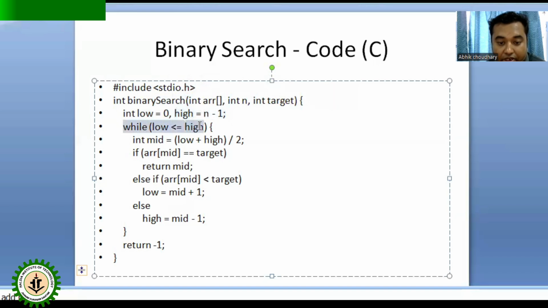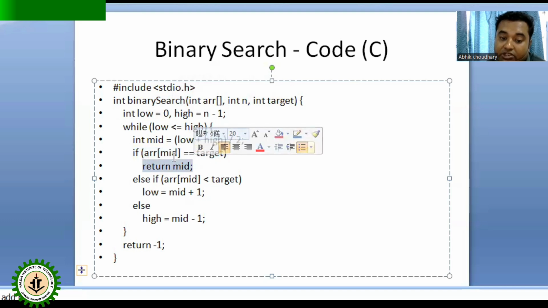Then there is one condition to check: while low is less than or equal to high, the loop will execute. If low is greater than high, it will terminate that loop. If it satisfies this condition, then we have to find mid equal to (low plus high) by 2. Now check if array[mid] is equal to target, then return mid. If the targeted item is at the mid position, then return the mid position.